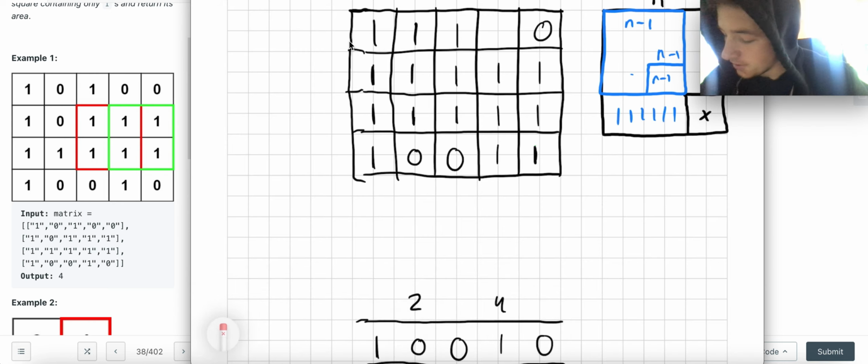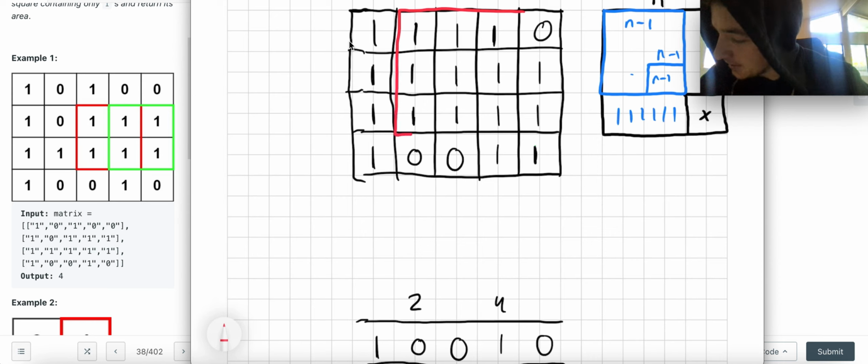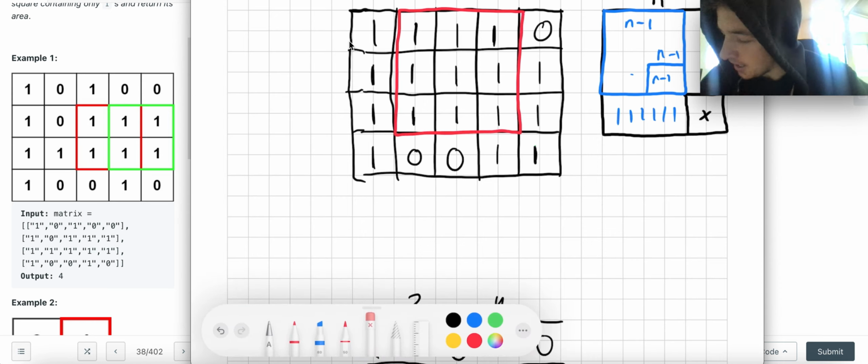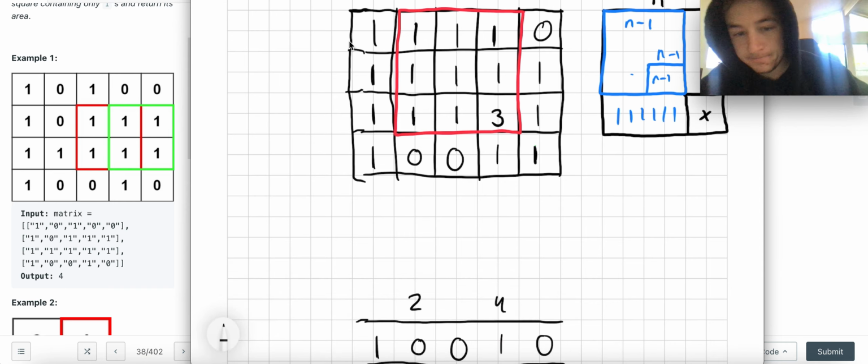And then let's do this. So when this system is done in this position, it's going to find this 3 by 3 square here, right? So then it's going to update this grid value to be 3.